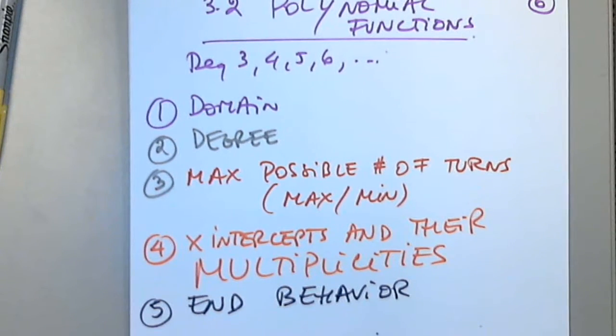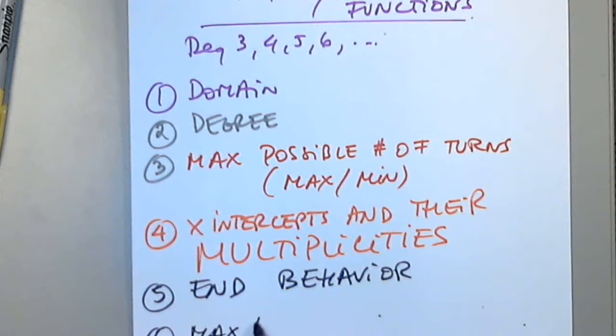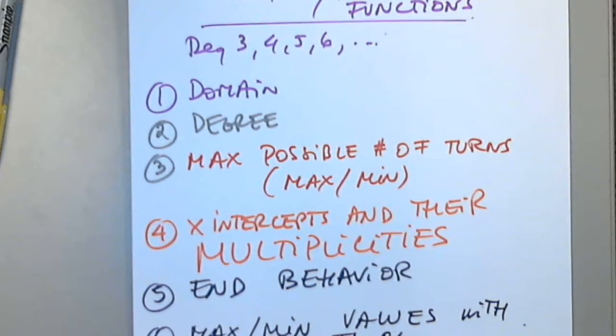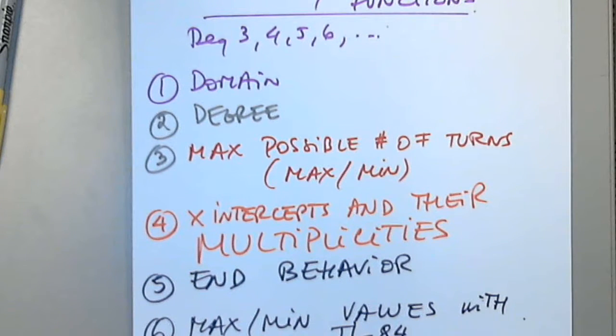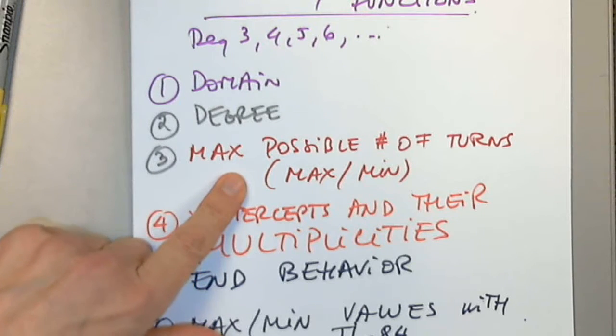Number 6, max min values with the TI-84. We cannot do this by hand. Number 7, Y-intercept. That's you. Okay? I want to prepare you for number 3, number 4, and number 5. Everything else is pretty straightforward. But 3, 4, and 5 are not, because we haven't talked about them before. So let's talk about number 3.